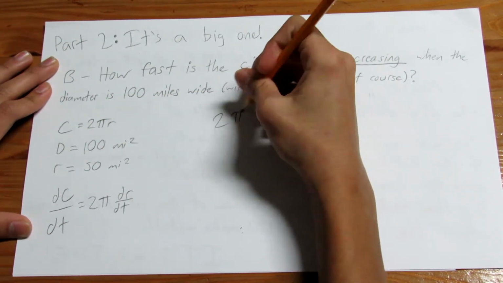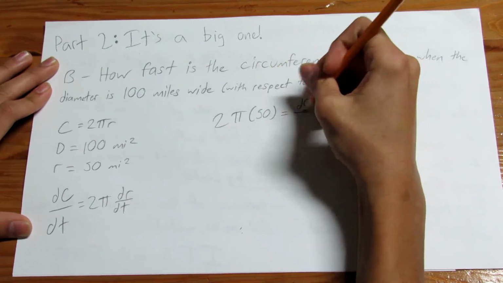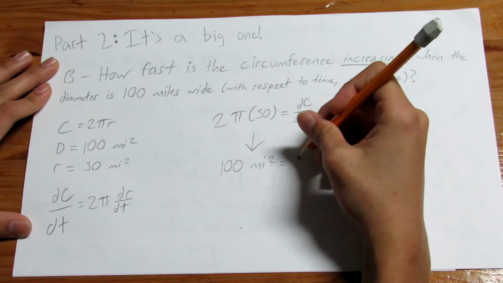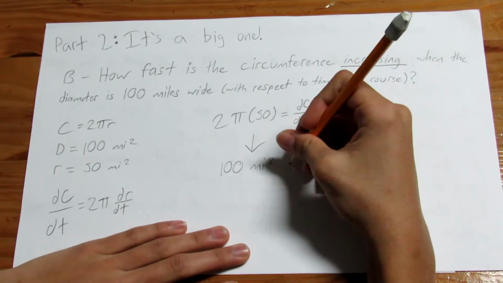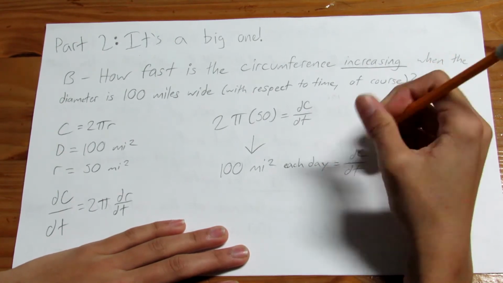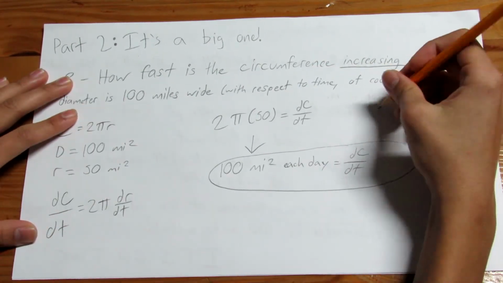Let's plug in our numbers now. After plugging our values into our equations, we get an end result of the rate of change of the oil spill circumference being 100 miles each day.